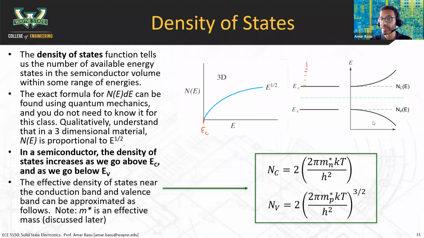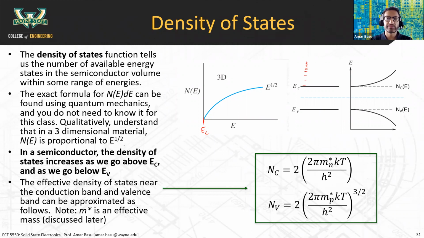The same thing happens down in EV. There's a low density of states right at EV, actually 0, and then it increases as you go lower and lower and lower. Okay, so that's represented by this graph here. Okay, so we're not going to derive the exact formula for N of E. It's something that can be derived with quantum mechanics, and it's beyond the scope of this class.